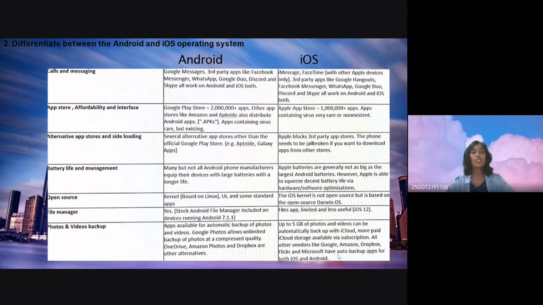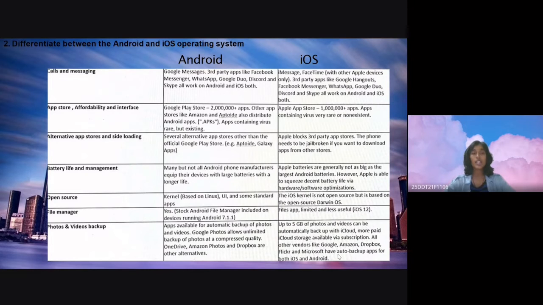The App Store affordability and interface on Android is the Google Play Store, which contains more than 2 million apps. Other app stores like Amazon and Apple also distribute Android apps. Apps containing viruses are rare but existing. The App Store affordability and interface for iOS is the Apple App Store, which contains more than 1 million apps. Apps containing viruses are very rare or non-existent.